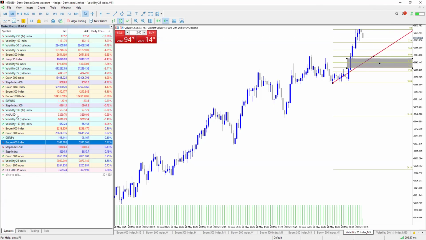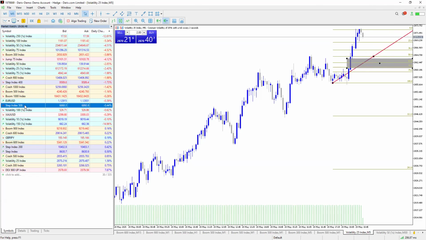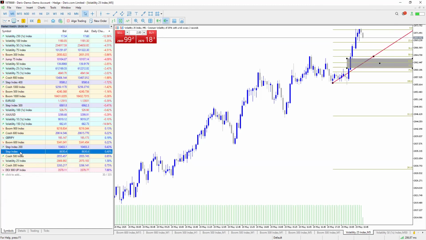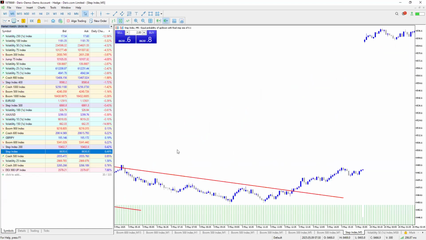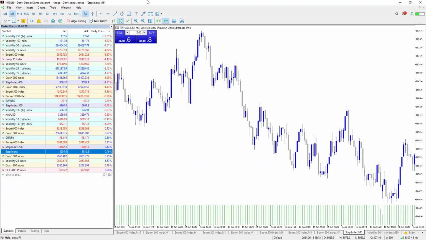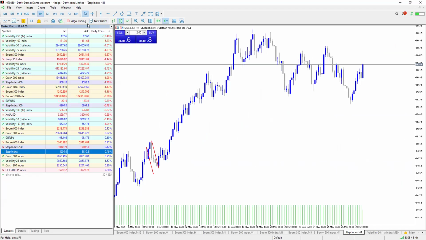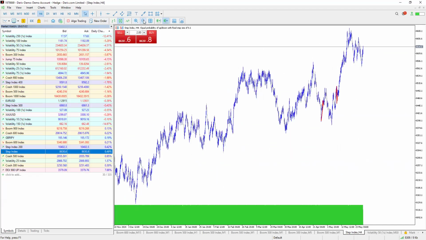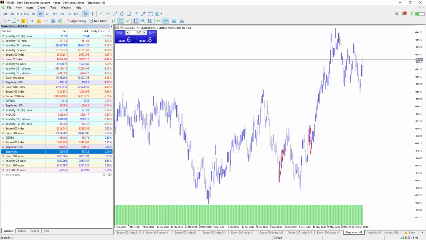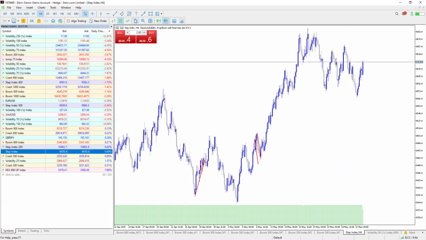Where is my step index? Hey, we have many types of step index. Deriv gave us many step indexes, so I don't know which one you mean now. Let me just choose the base one, which is the step index we are all used to. So we start by H4. I don't know what you guys see based from our H4.